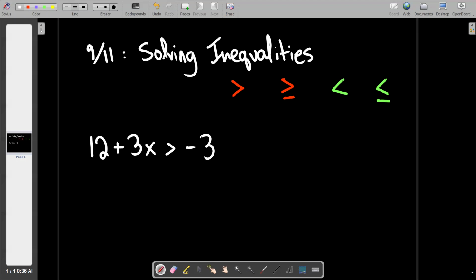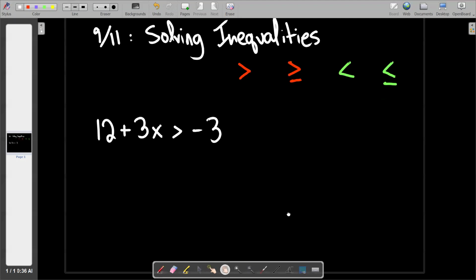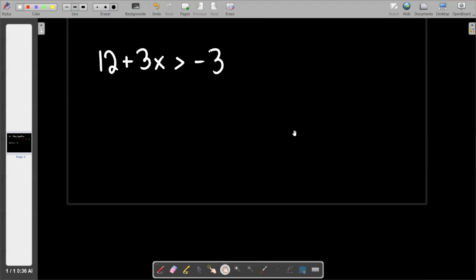Just like we do with equations, what would you do first? Try to get the X by itself. Right, that's always the goal, right? So what would we do first? We would subtract 12 from both sides. The mechanics are no different.